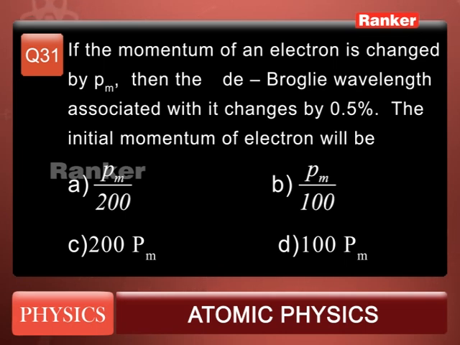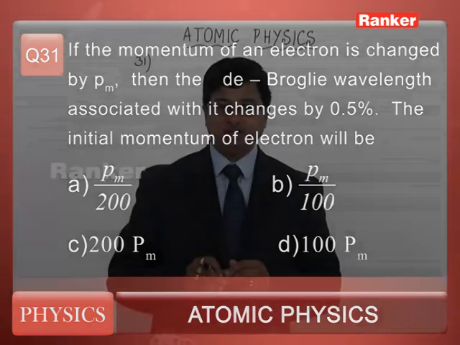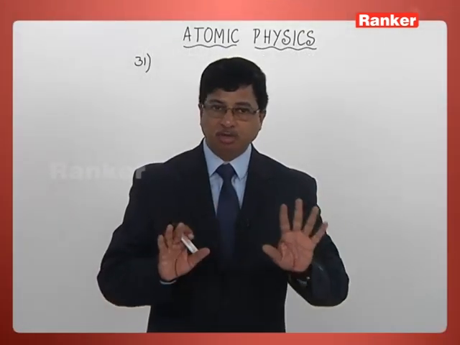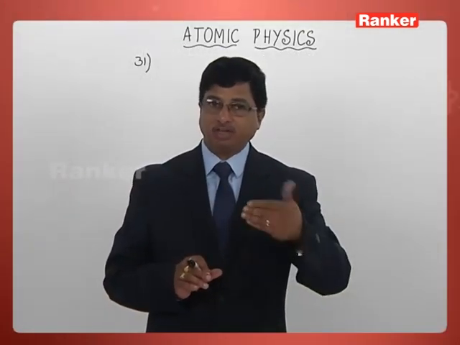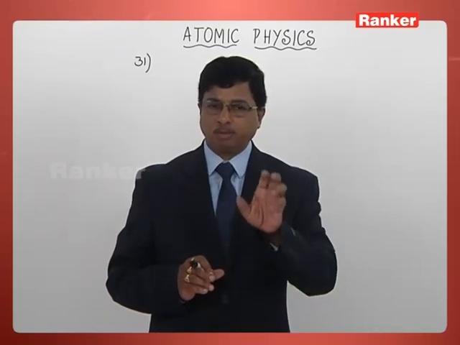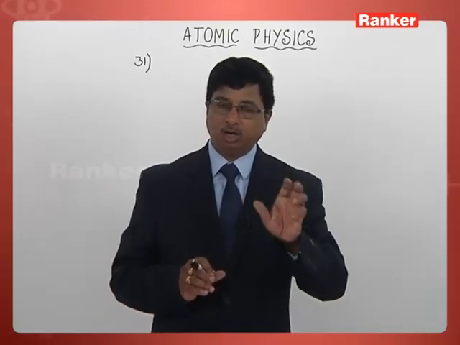The initial momentum of the electron will be, first option, Pm by 200. Second option, Pm by 100. Third option, 200 times Pm. And fourth option is 100 times Pm. So four different options have been mentioned. We now have to decide what is the correct option for this problem number 31.